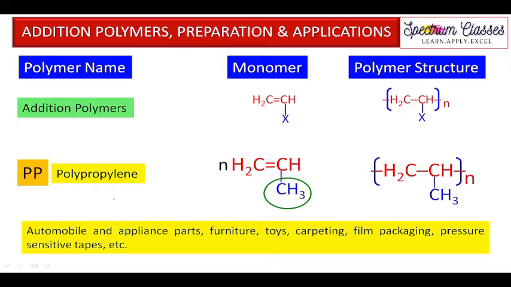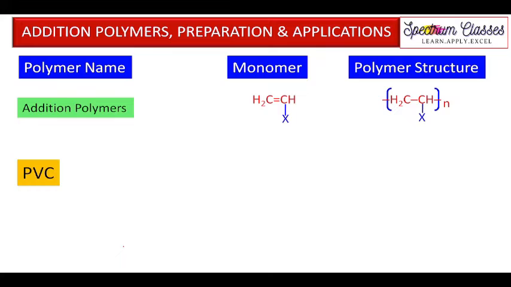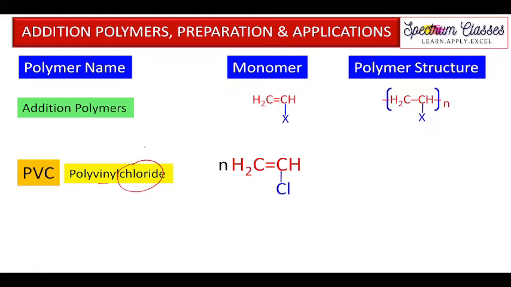The application of polypropylene: it is used to make automobile and appliance parts, furniture, toys, carpeting material, film packaging, pressure sensitive tapes, etc. The next polymer is PVC. What PVC is called, you have to identify again. So polyvinyl chloride, and as I told you, this is the vinylic position, and replace this X with which? As you know, here is chloride, so you have to replace it with a chlorine atom, right?